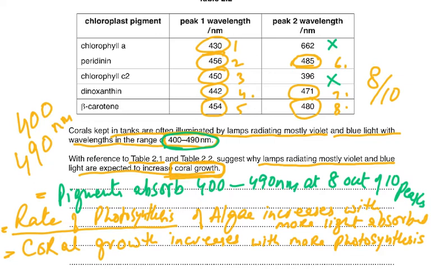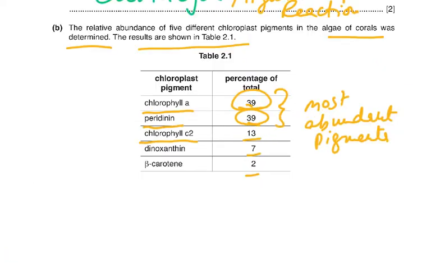Then rate of photosynthesis of algae increases with more light absorbed. Naturally, more light absorbed, more photosynthesis. Now coral growth increases with more photosynthesis. If there's more photosynthesis, more glucose, more food, so it will increase. Then chlorophyll A and peridinin are most abundant pigments. Now that has come from this table. That chlorophyll A and peridinin are the most abundant pigment.